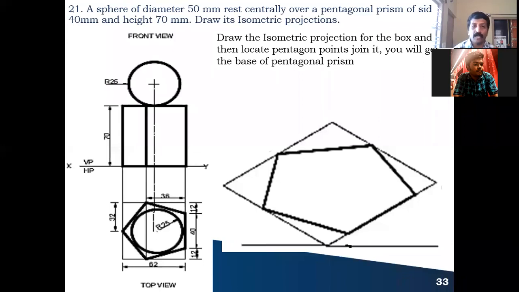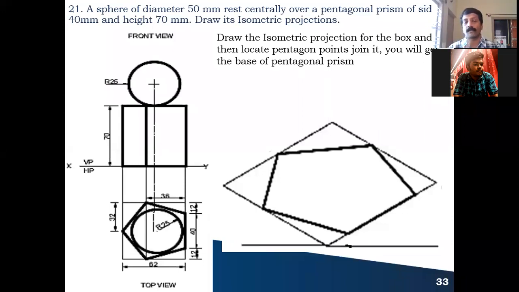Now your sphere, how does it look? The sphere will look like a circle, either in the front view or top view, at whichever angle. That's what I told in the last class also. The sphere is the only solid which, at whichever angle you see, either front view, top view, or even the side view from either side, looks like a circle only.